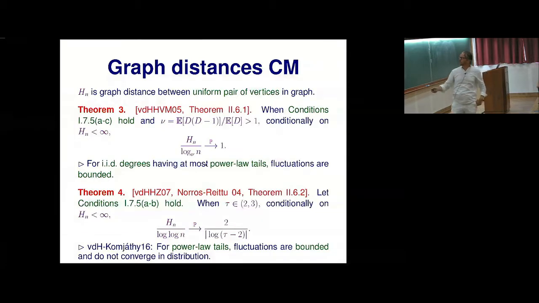Okay? Then there's a second regime where now we're assuming some form of a power-law degree distribution with a tau that's in between 2 and 3. For example, IID degrees or something like that. And we investigate the graph distances in the configuration model. And then it turns out that the graph distances grow doubly logarithmically, with some specific constant, and this constant only depends on this precise choice of the power-law exponent.